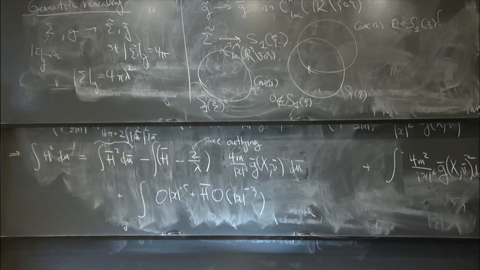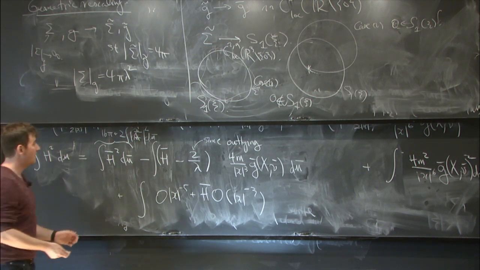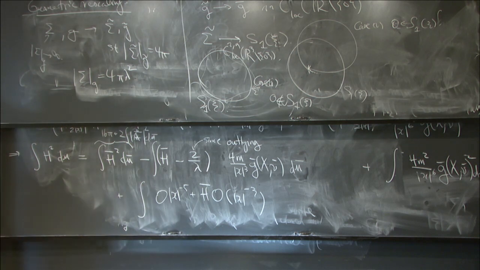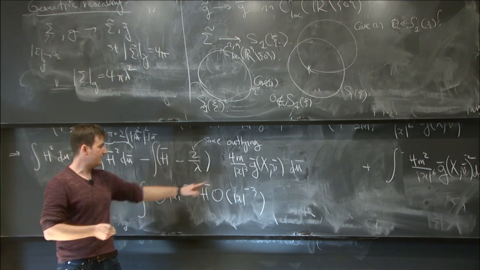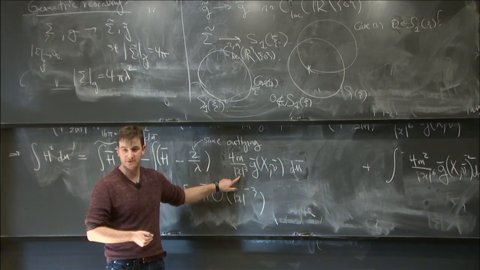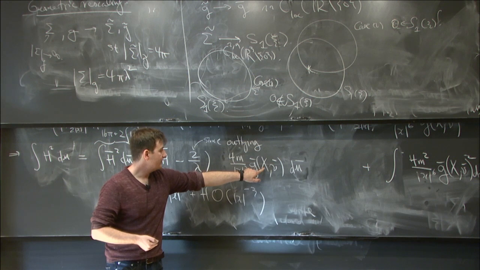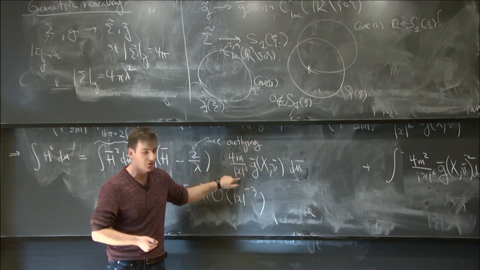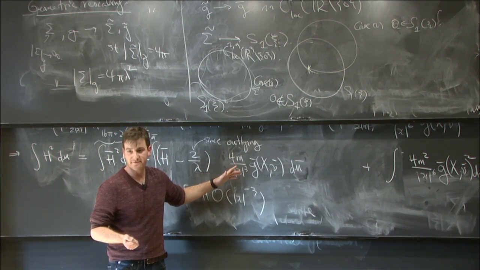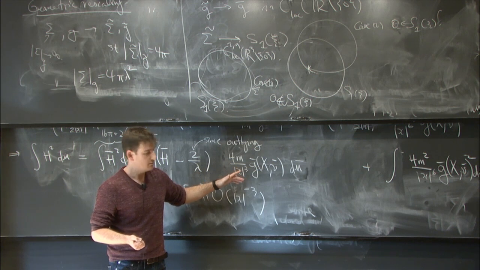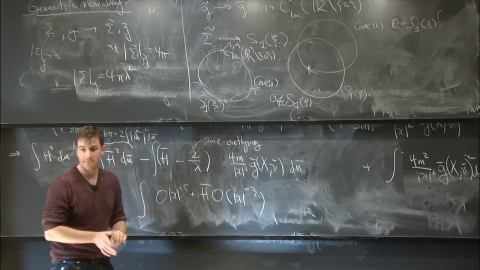Since the surface is outlying, it doesn't pick up any flux integral by the divergence theorem, so we can subtract 2 over lambda. But you need to use that the divergence of that thing is only 0 to leading order. I've thrown away everything bad, but then this is literally divergence free. It's R over norm R cubed. That's divergence free in R3. It's the Green's function.